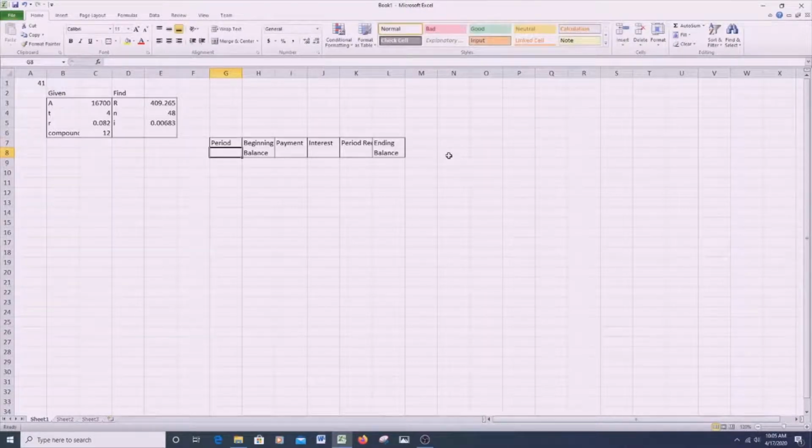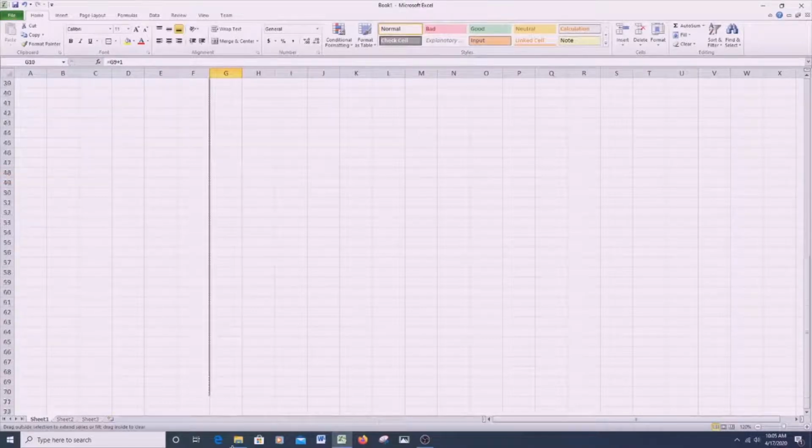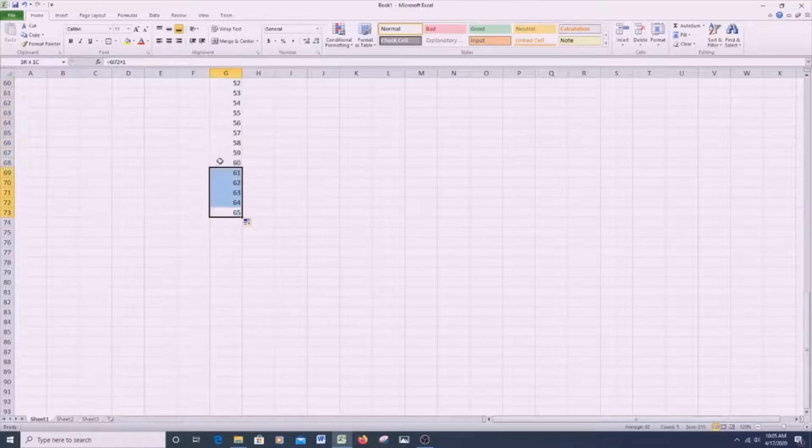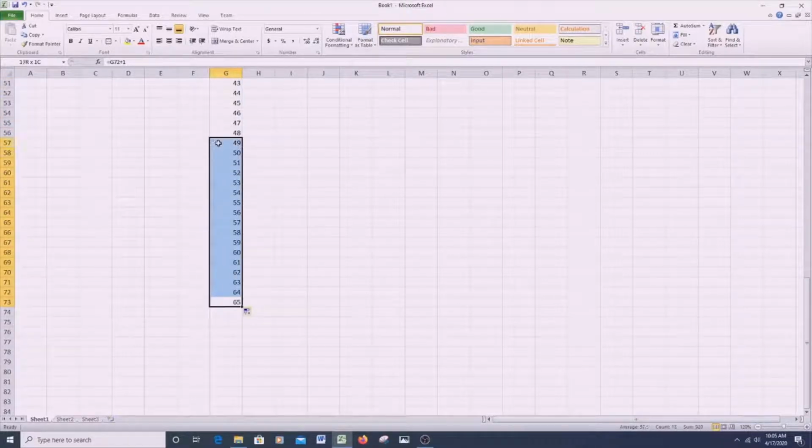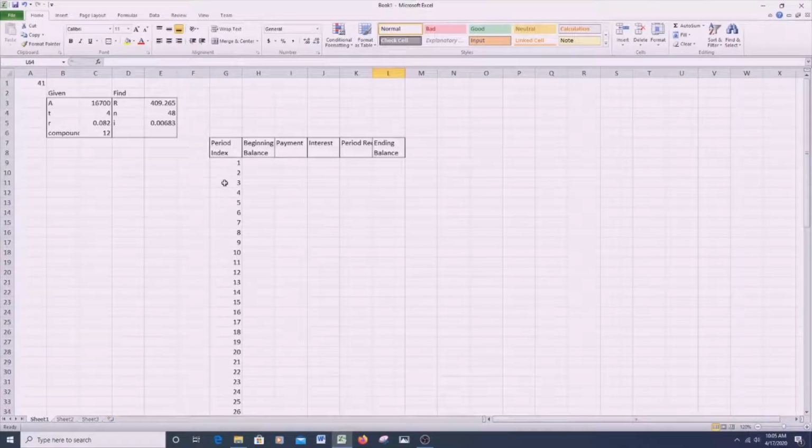So this is just an index, and so I'm going to fill that in first. So it starts at 1, and then we want to add 1 to this. There's a few ways of doing that. I'm just going to do it this way. It should be enough, and then we need 48 of these. So those are the period indexes.